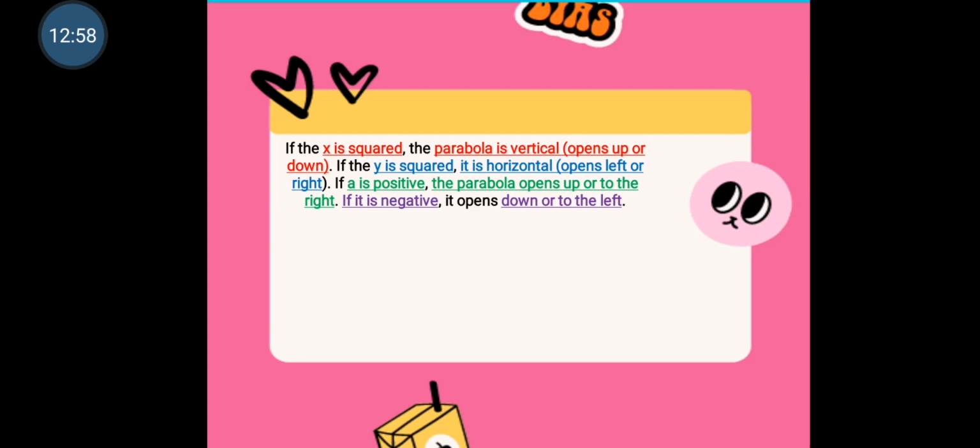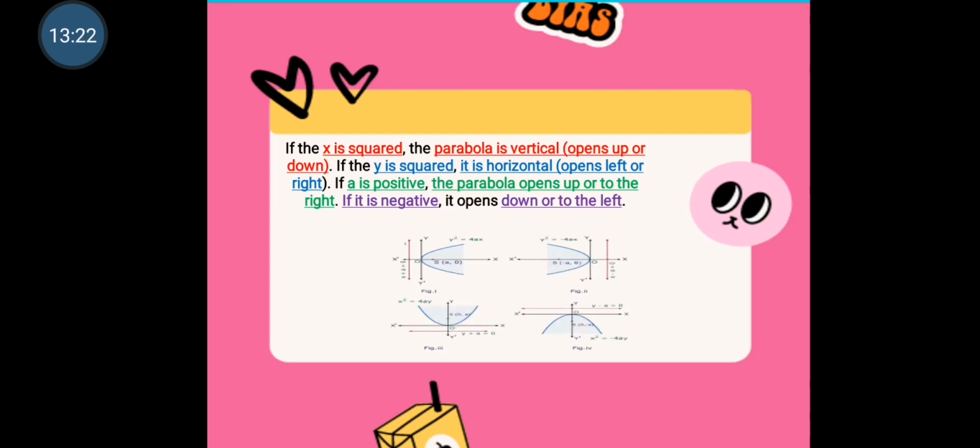And if x is squared, the parabola is vertical, opens up or down. So, yun na. Kapag ang values ni x ang na-square, so, ina-expect natin na ang parabola is either the opening is upward or downward. Pero kapag ang y naman ang naka-square, it will be horizontal. So, pwedeng papunta sa left or right side. So, kapag pa right side, edi positive.